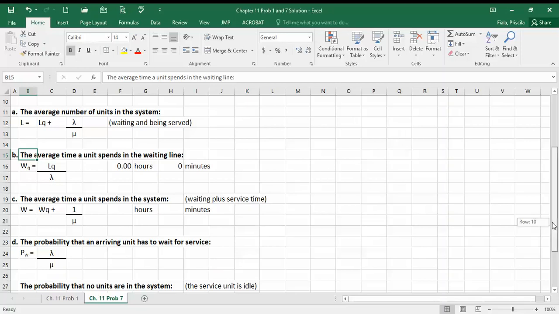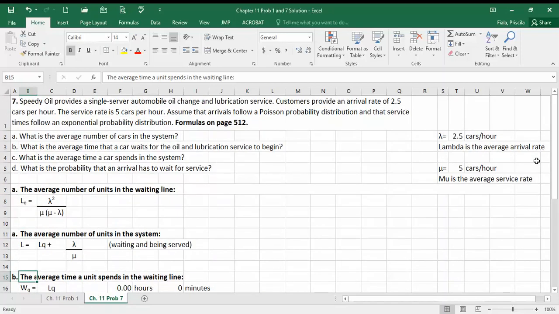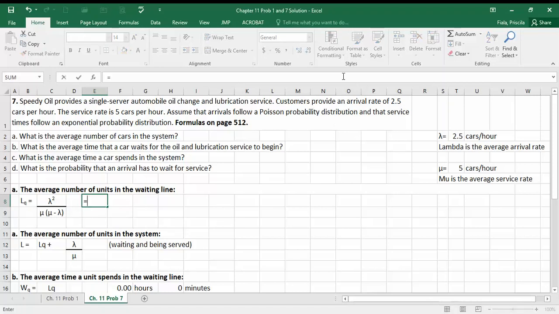So let's do LQ first, and then we can calculate at least a couple, and with WQ we can calculate more. Your LQ is your lambda raised to the second power, divided by your mu times mu minus lambda. So let's do it. We have your lambda raised to the second power, divided by your mu times your mu minus your lambda.